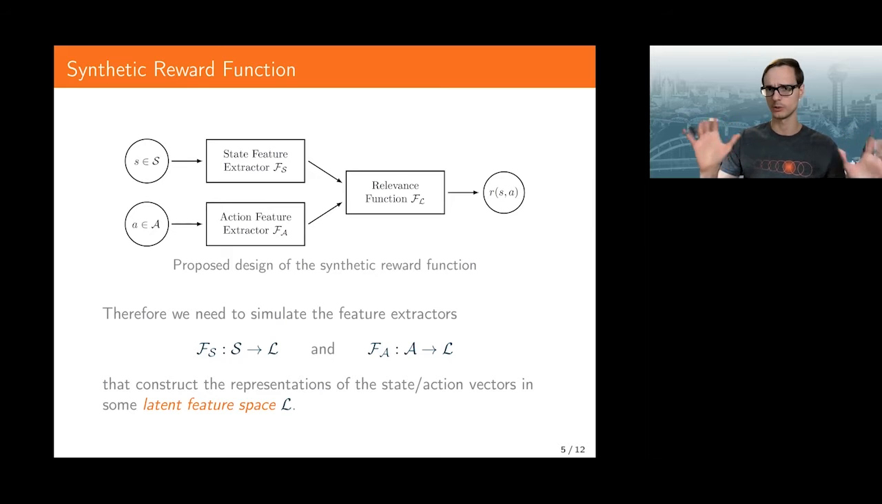Relevance function and how you design it is completely up to you, whatever is suitable for your application. In our case, we just consider inner product, and that's what we use in our tests. And so out of these 3 blocks, really the only problematic ones are the state feature extractor and action feature extractor. Indeed, how do we set up such mappings that can act as abstract feature extractors?